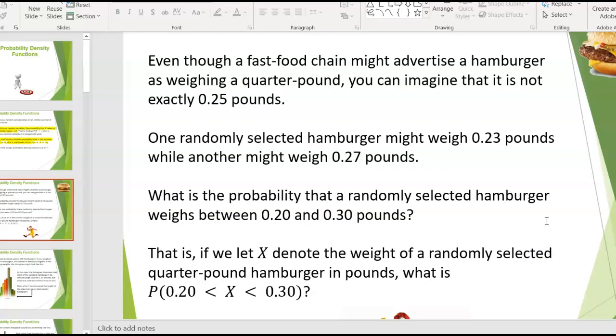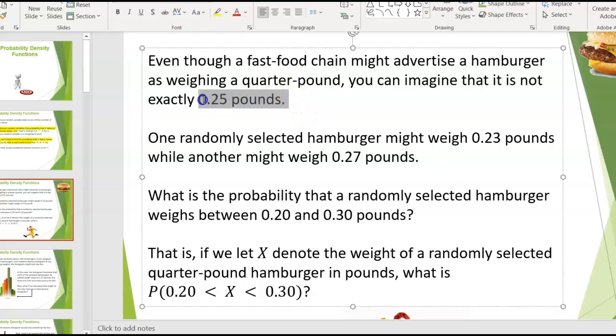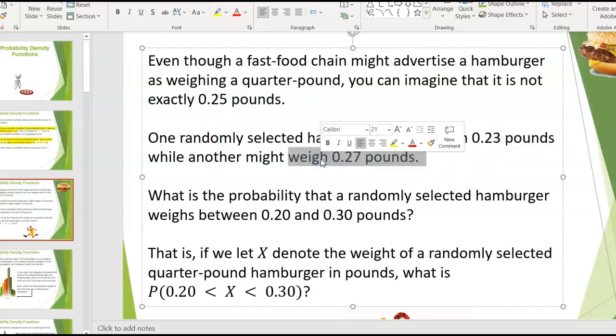Right, so a quarter pounder. What is a quarter pounder? They say that you have 0.25 pounds of meat in a hamburger, right? Do you think that every single quarter pounder you get is going to have 0.25 pounds of meat in it? No. So we might pick up one burger and it weighs 0.23 pounds. We pick up another burger and it's 0.27 pounds of meat.